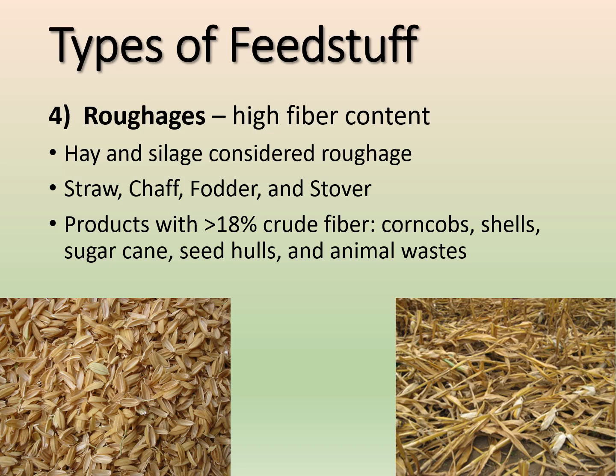We've got some other products that are over 18% crude fiber that maybe we don't think of as much as feed: corn cobs, shells, pretty much any seed hulls, sugarcane, and even animal wastes can be considered roughage, because if you think about what's coming out, it definitely has the high fiber content.